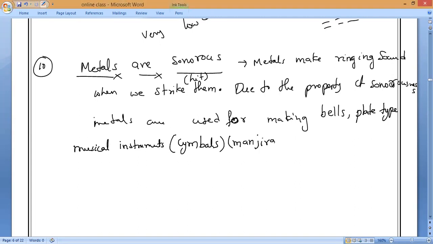Manjira. Hindi name it is. Tamil Omar is saying you can learn. And do you all know violin, guitar, sitar, tambura and all? Do you all know that? Violin, guitar, sitar, tambura. Yes.